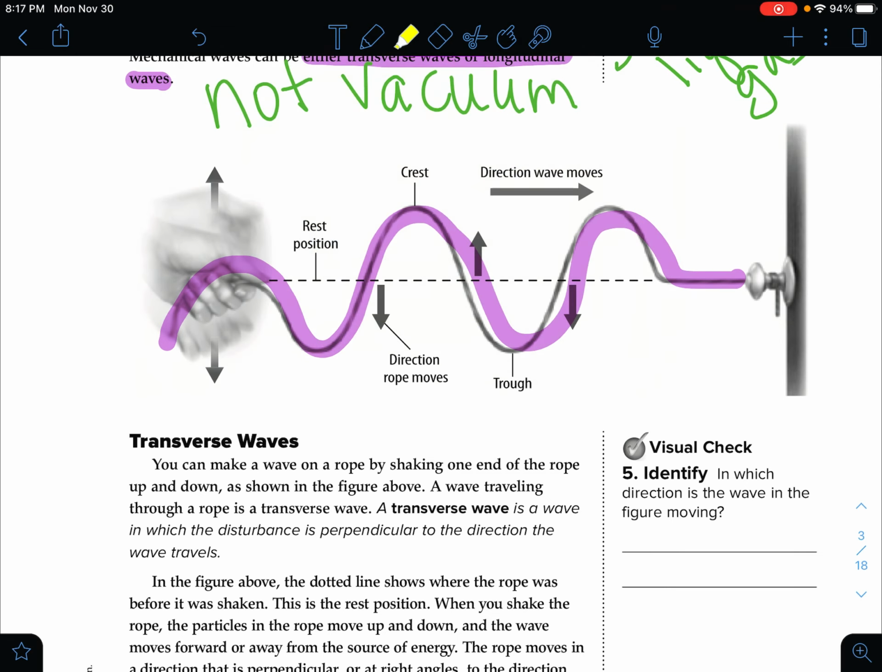So a transverse wave is a wave in which the disturbance is perpendicular to the direction the wave travels. All right, so what that means is that when we are raising our hand up like this, the wave is actually traveling this direction. The energy is being transferred this direction. So there right here is our perpendicular, okay? So a transverse wave, and almost all of the waves are transverse waves. So we're gonna learn a few parts of a transverse wave as well as a longitudinal wave, okay?